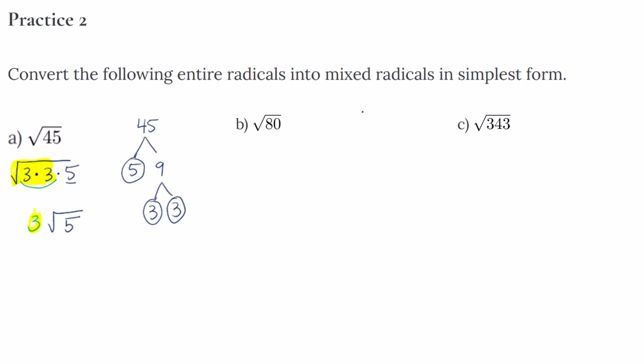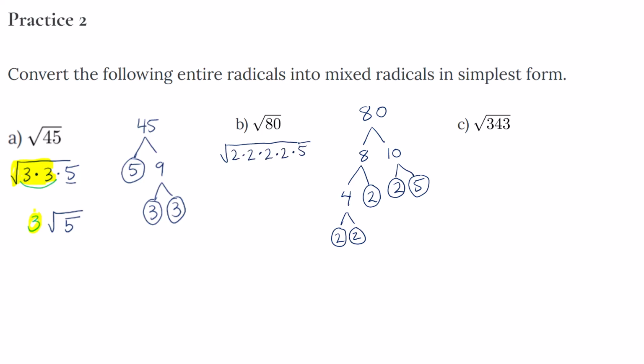For the next one, let's go ahead and prime factorize 80. So I'm going to break it into 8 and 10. 10 breaks into 2 and 5, which are both prime, so we can stop there. 8 I'll break into 4 and 2. This is prime. And then I'll break this one into 2 and 2. So now we want to replace 80 with these 5 numbers.